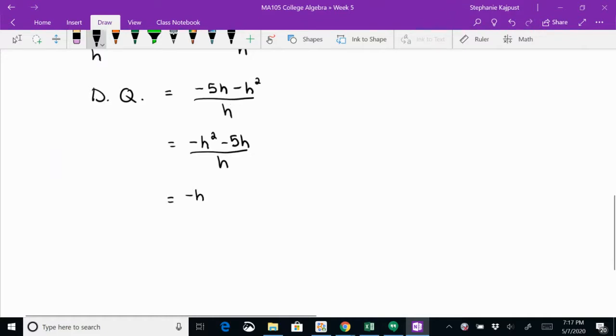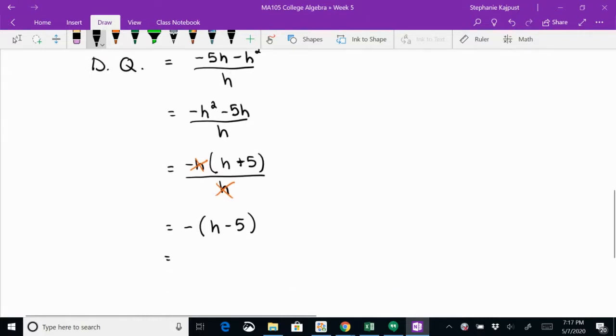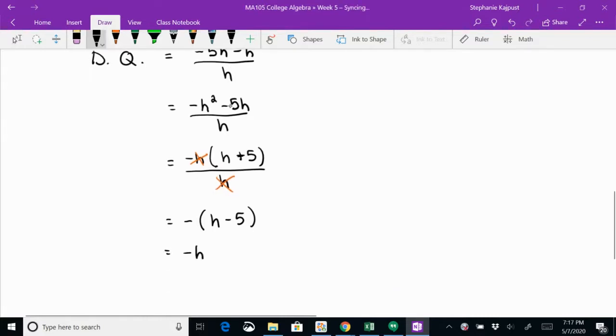Usually factor out a negative because the first part is negative. So I can factor out a negative h, which will leave me with an h minus 5, or h plus 5 because I factored out a negative. And then I have an h in the denominator. So now I can cancel these h's out, because there's one on top and one on the bottom, which leaves me with a negative h minus 5. Or if you want, you can multiply that negative through to get negative h plus 5.